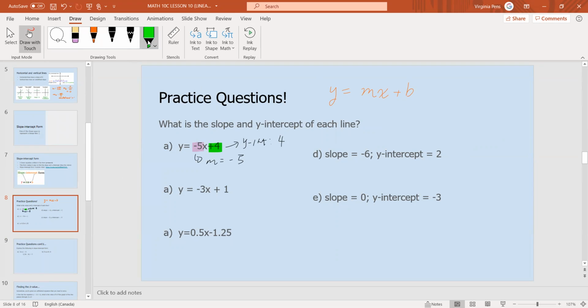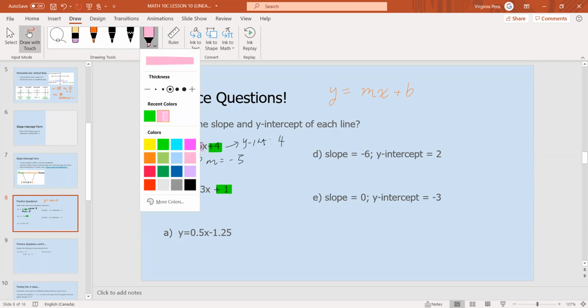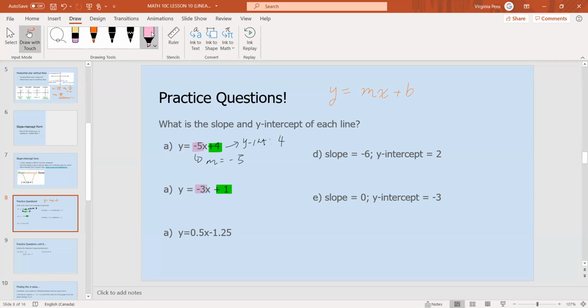Same thing for the rest of them. We can do another example. Over here, we have a slope of -3 and a y-intercept of +1. By the way, a y-intercept, have we talked about that? I believe we have gone over it, but very briefly.